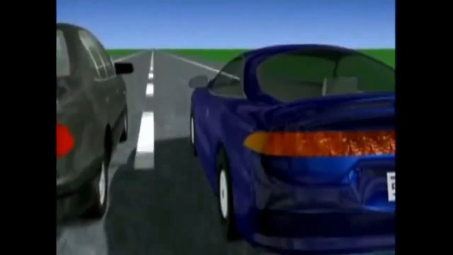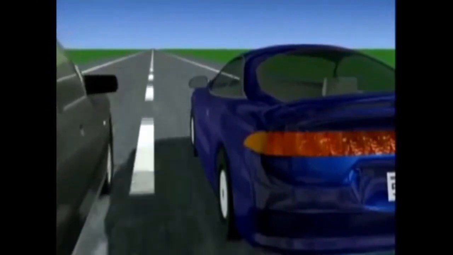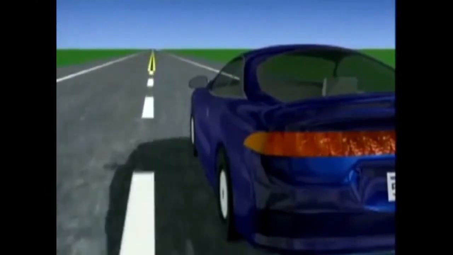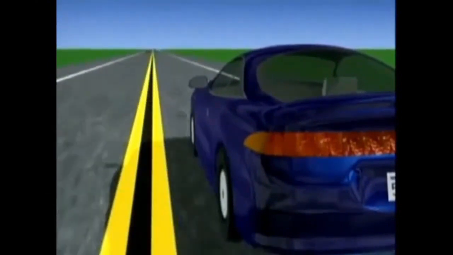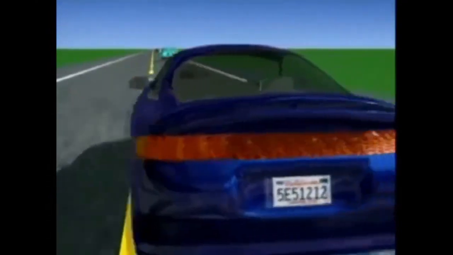Let's look at lane markings. White lines divide lanes where traffic travels in the same direction. Yellow lines mean traffic travels in opposite directions. The type of yellow line tells you what you can or cannot do. One broken line means cars can pass in either direction.